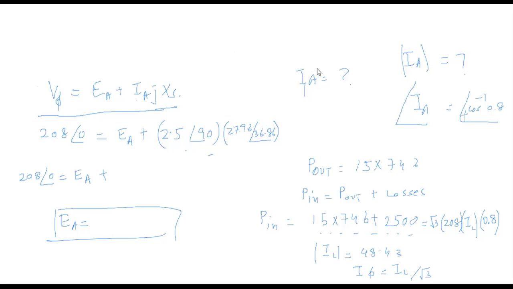नहीं निकाला अभी तक किसी ने? EA कितना आएगा? Armature induced voltage per phase कितना आया? No one has found? Okay, just multiply this by this, subtract from this, and you get the answer.